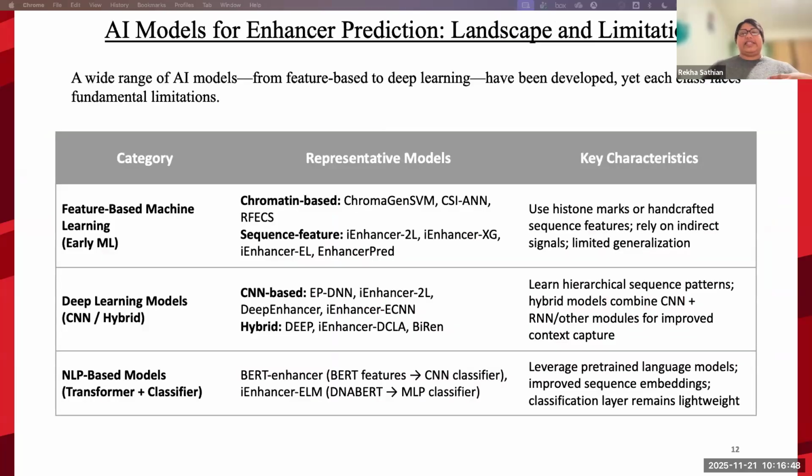And this limitation has given rise to the development of a flurry of computational methods or AI models for the identification of enhancers. The models developed over time mainly fall into three categories. First is feature-based machine learning models, which are the earliest AI approaches. They can be divided into mainly two types.